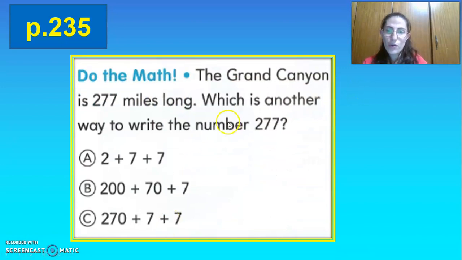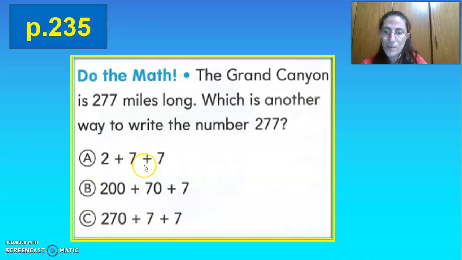Do the math. The Grand Canyon is 277 miles long, which is another way to write the number 277. A. 2 plus 7 plus 7. B. 200 plus 70 plus 7. C. 270 plus 7 plus 7. So the Grand Canyon, they told us, is 277 miles long. And miles is the unit of measurement used in America, okay? So what is another way to write the number 277?